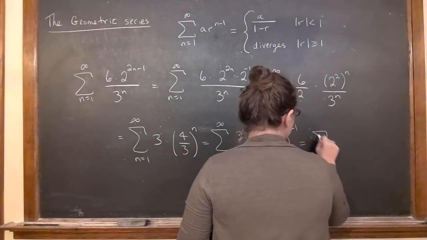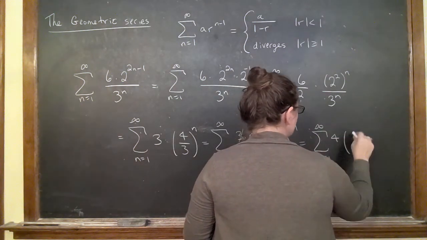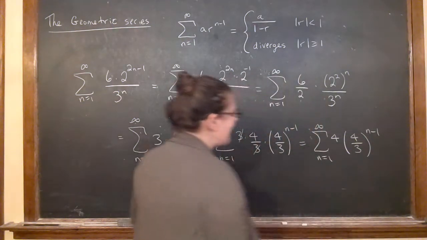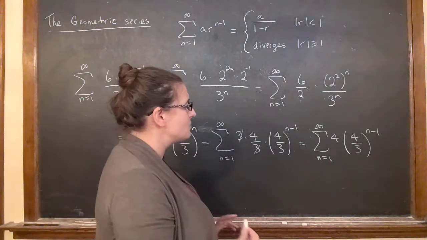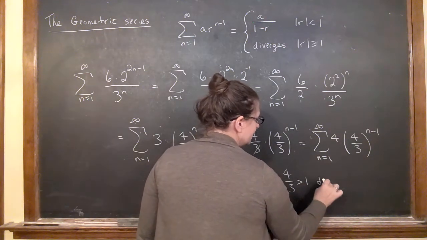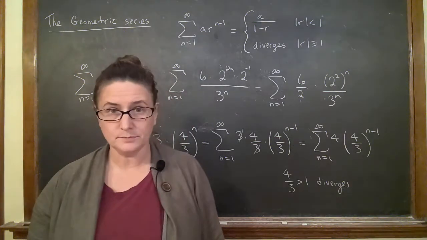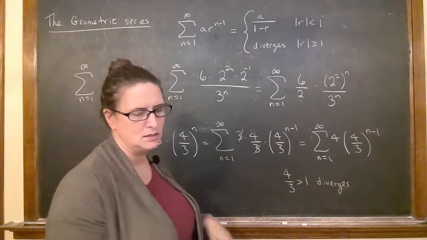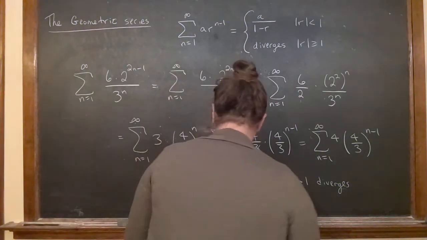So in fact, my final answer, when I massage this into the form a r to the n minus 1, is this: a is 4 and r is 4/3. I know 4/3 is bigger than 1, obviously, so this immediately diverges. That's what I have to figure out. It did take me a little bit of mess to do that, but once you get it straight, it's not too bad.